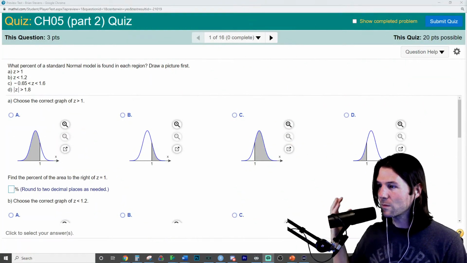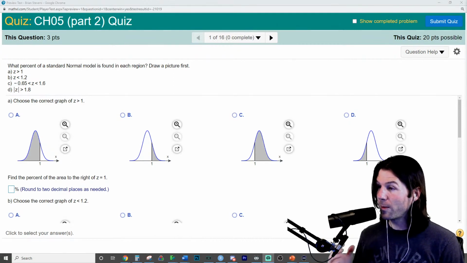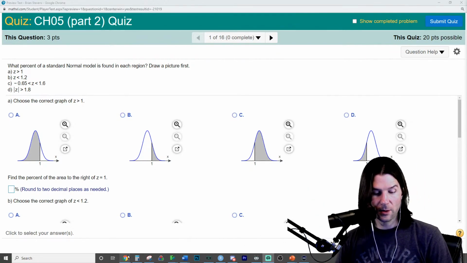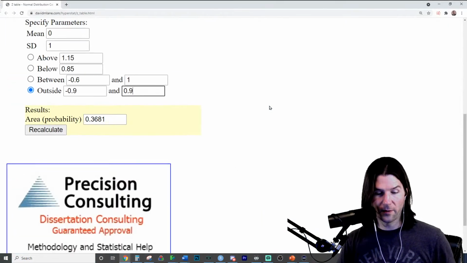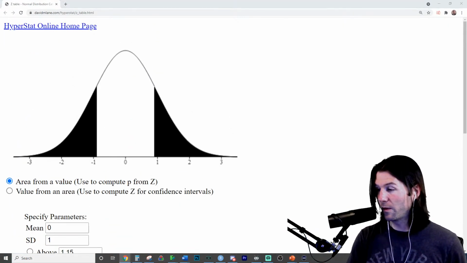Okay. This problem right here is using the standard normal curve. What do I mean by the standard normal curve? So a good review of the standard normal curve is everything on the standard normal curve, and I'll put it here in the chat for you to see. Everything on the standard normal curve is a what?